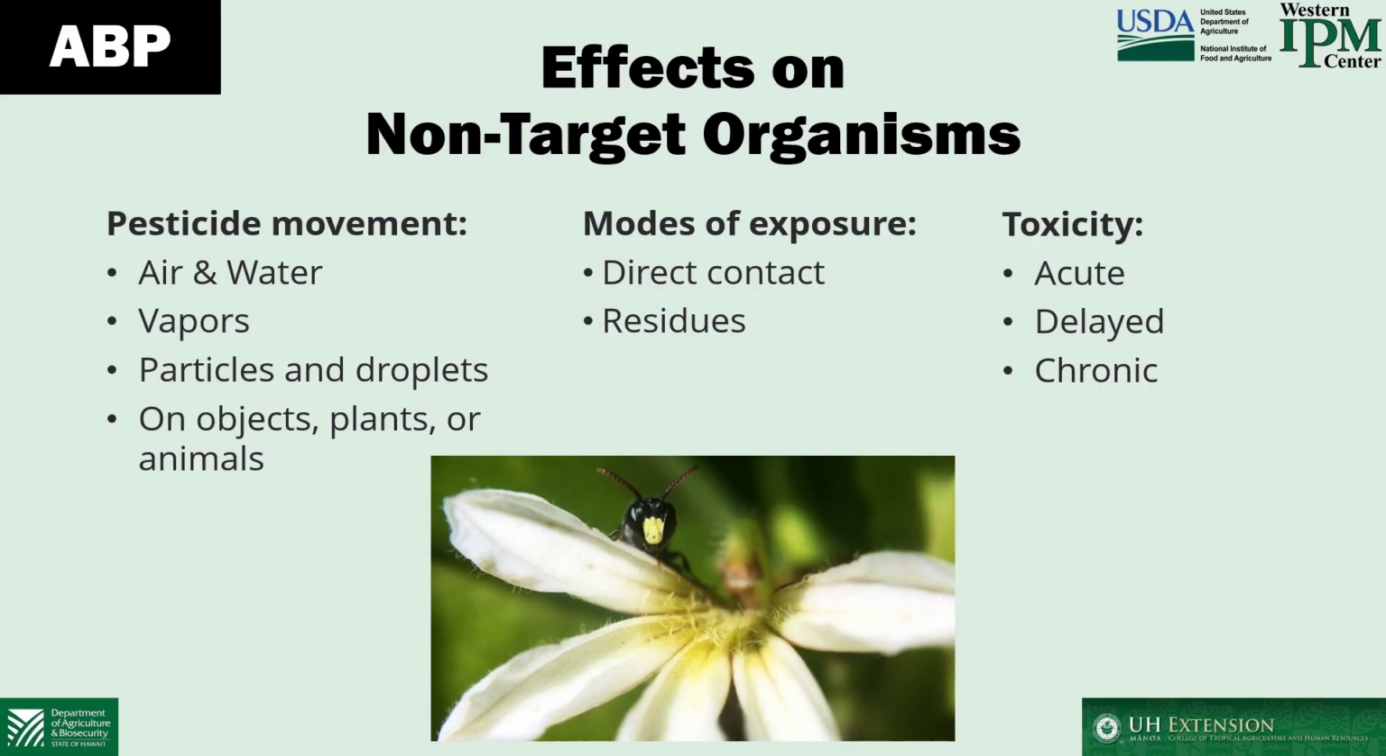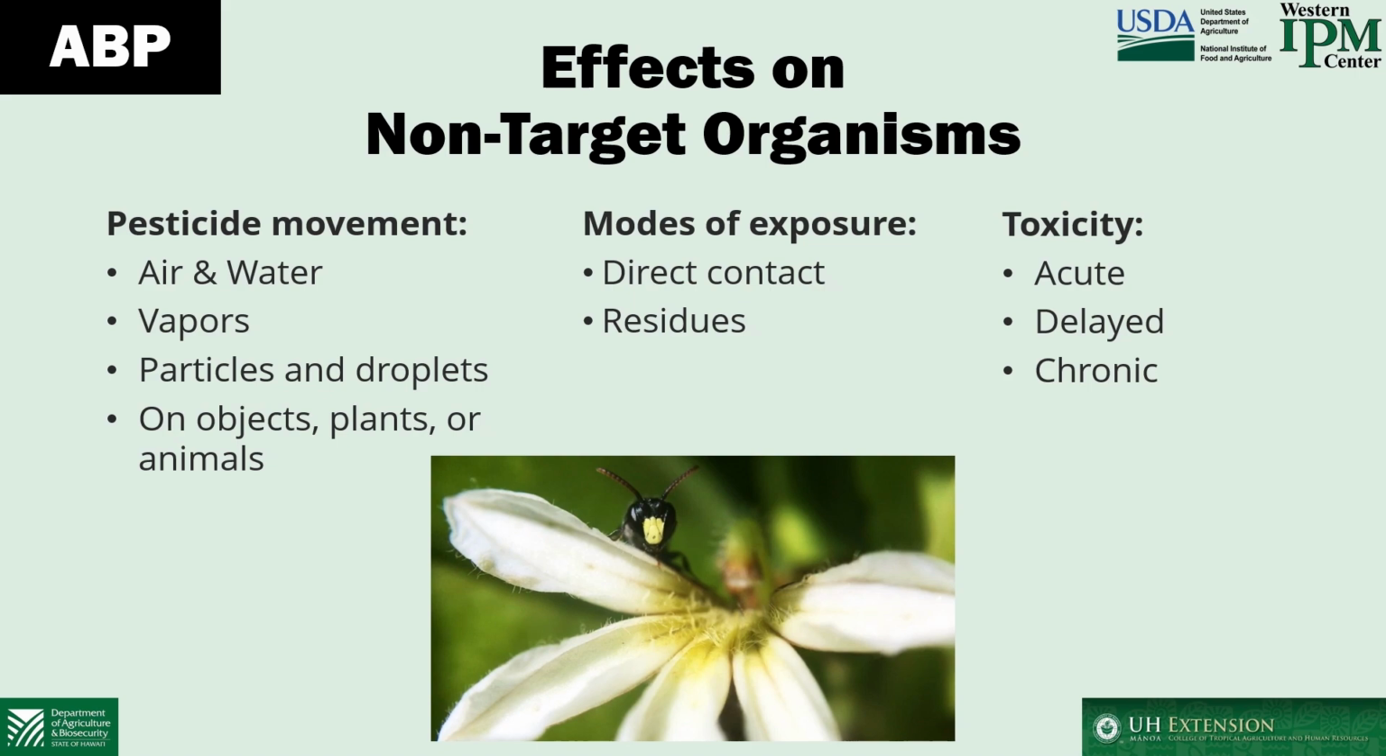So we are really only, in this case, exposing the pest to the pesticide and not the pollinators. And just like with humans, non-target organisms are impacted by pesticides in the exact same way. So there could be acute effects where they are immediately impacted and they just kind of fall over and die right there. There could be delayed effects.